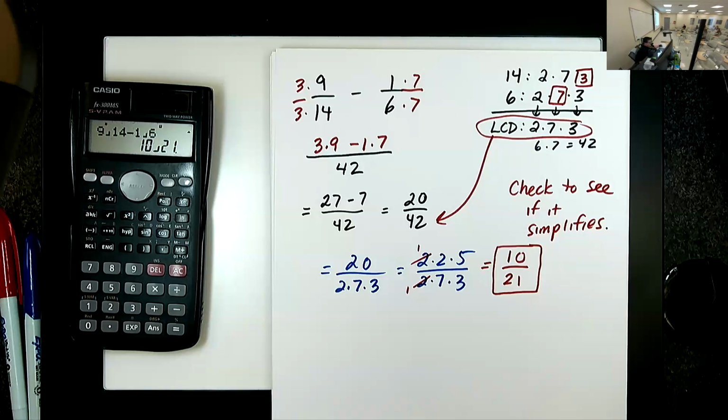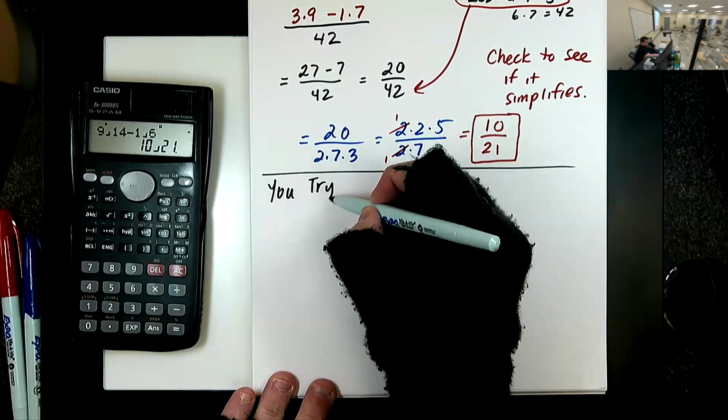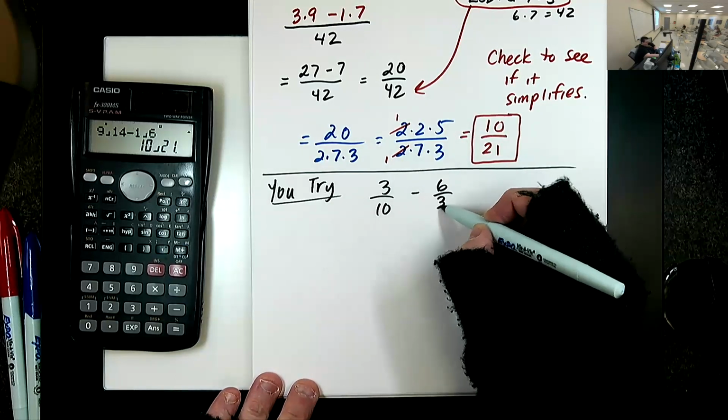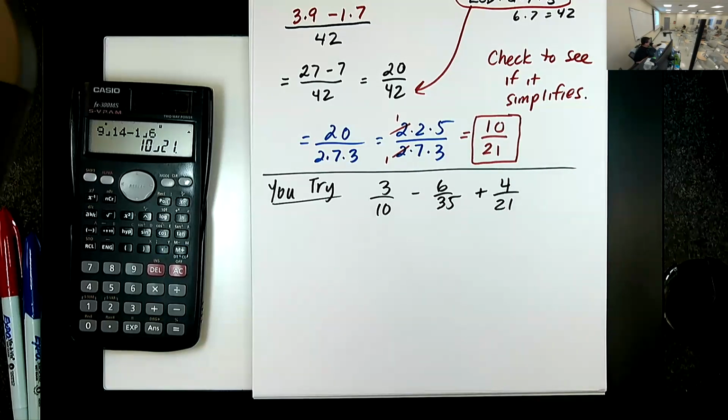With that in mind, let me give you a practice problem to do yourself. You try. Let's do 3 over 10 minus 6 over 35 plus 4 over 21. After this, we're only doing one more thing, and it only takes a few minutes. So you guys take 5 minutes or so.